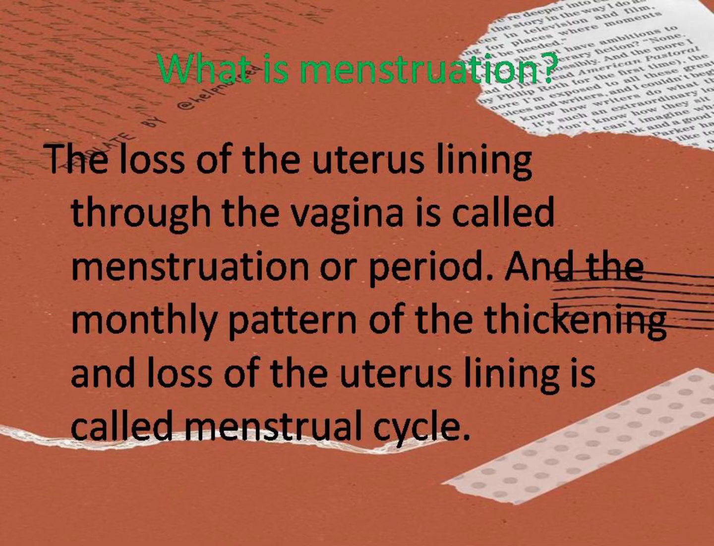What is menstruation? The loss of the uterus lining through the vagina is called menstruation or period, and the monthly pattern of the thickening and loss of the uterus lining is called the menstrual cycle.